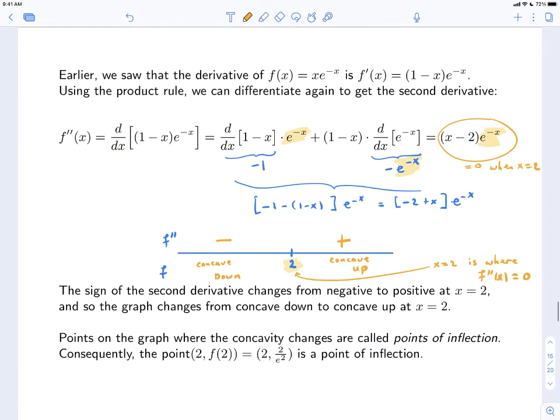Now there's a special name for points on a graph where the concavity changes, and they're called points of inflection. These are the actual points on the graph. So in this particular example, the point of inflection is the point with coordinates 2 and f at 2. Now f at 2 is 2 over e squared. So you can see that the point of inflection is the point with coordinates 2 comma 2 over e squared.